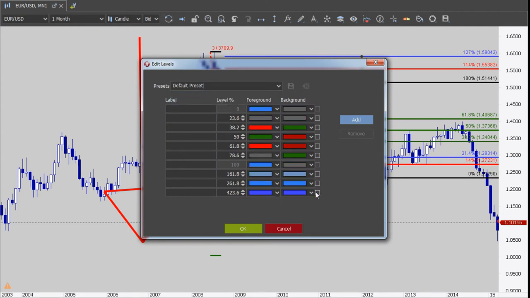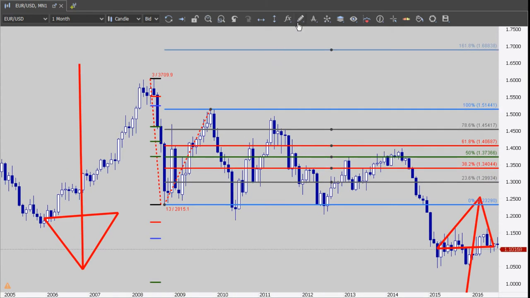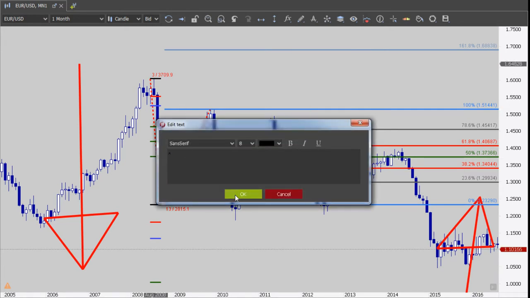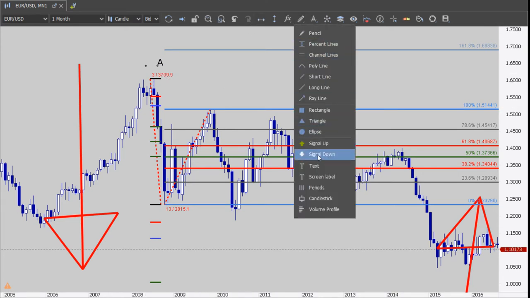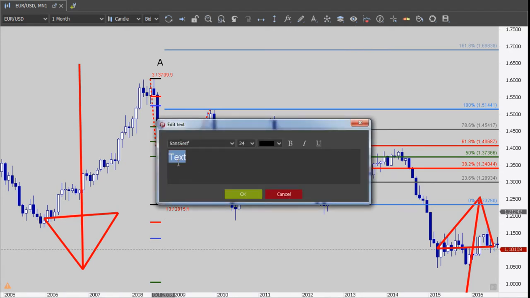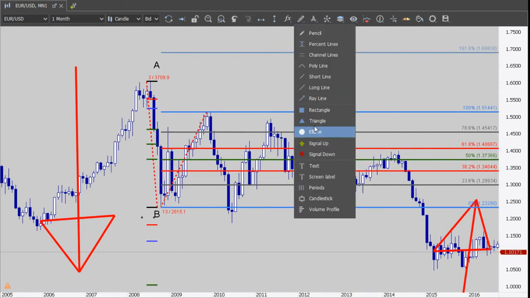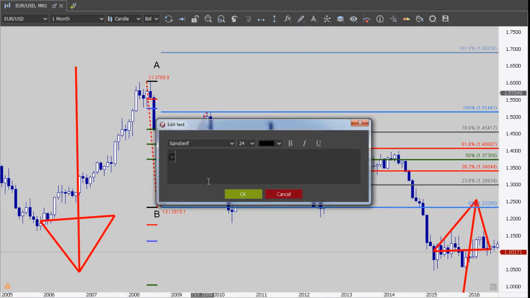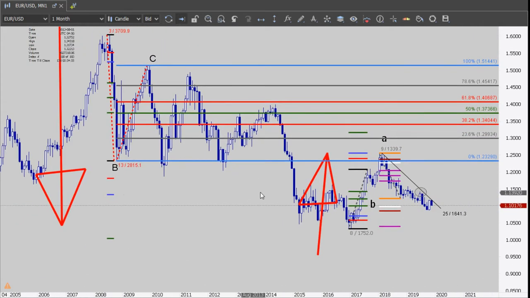Oh, let's delete this one, remove. And as you can see, everybody, yes, I'm missing some letters. Okay, there you go. This is the A and this is the B. And this is the C right now, up in here. A, B, C. It didn't touch the blue, so green goes to green. We are still here.